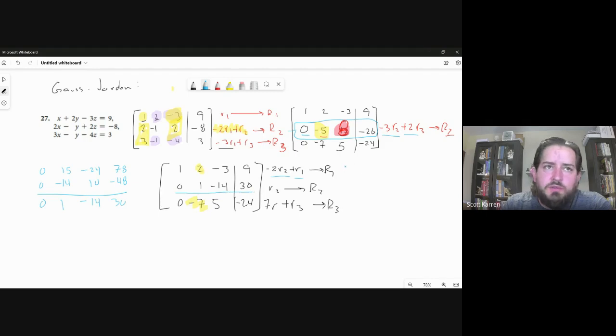So negative 2 row 2s is negative 2 times 0 is 0. Negative 2 times 1 is negative 2. Negative 2 times negative 14 is 28. And negative 2 times 30 is negative 60. And then I'm going to add row 1, which is 1, 2, negative 3, and 9. So my new row 1 is 1, 0, 25, and negative 51.